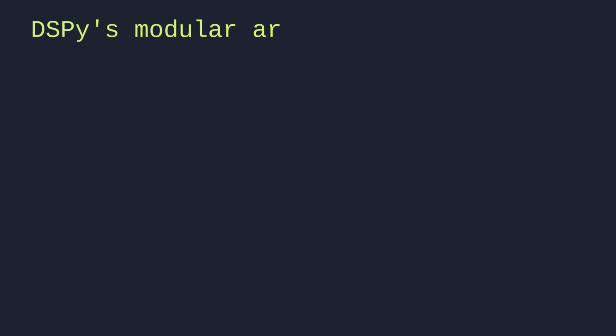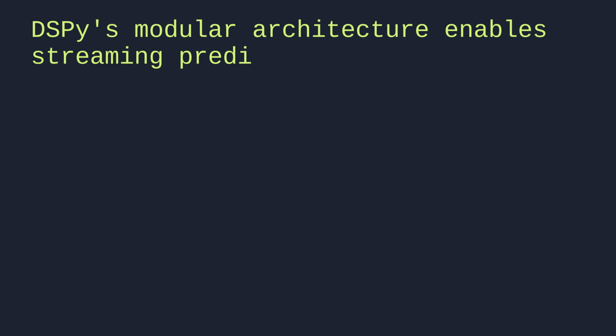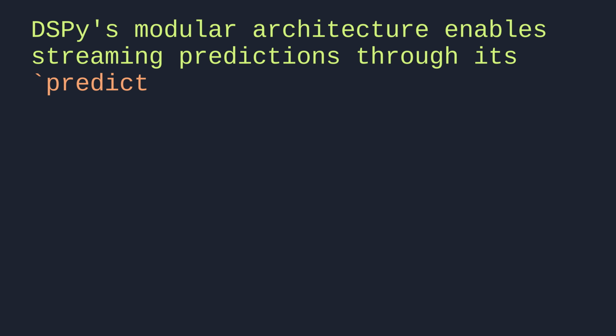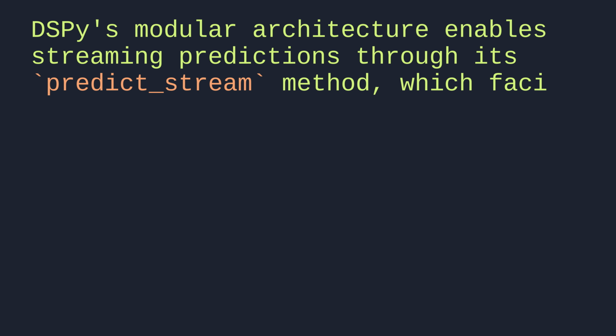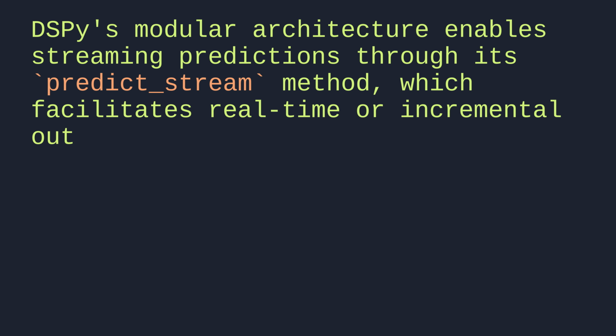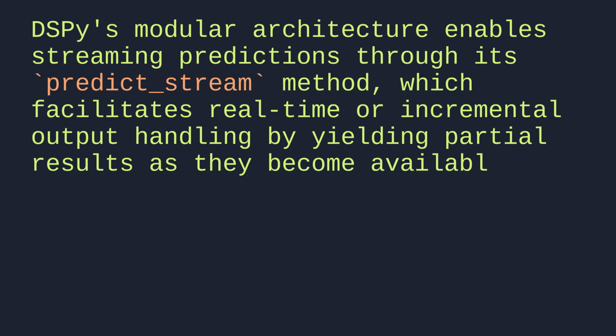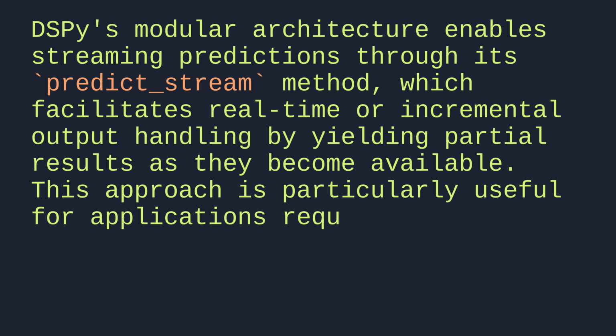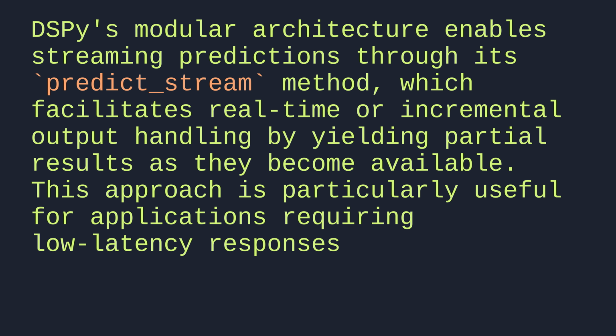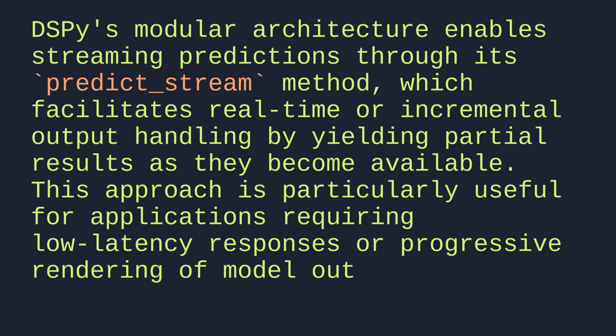DSPy's modular architecture enables streaming predictions through its predict_stream method, which facilitates real-time or incremental output handling by yielding partial results as they become available. This approach is particularly useful for applications requiring low-latency responses or progressive rendering of model outputs.